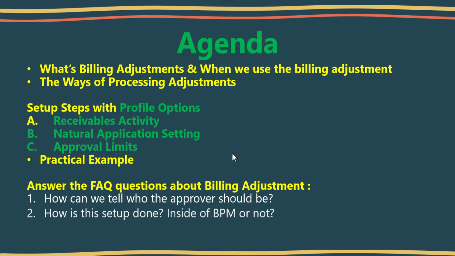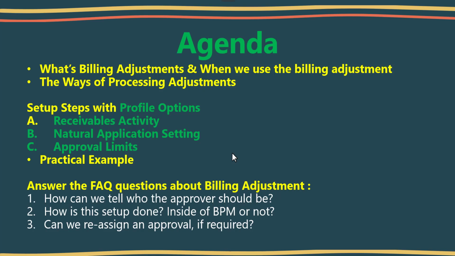The second one, is this setup done inside of BPM or not? BPM, Business Process Management, is for approval cycles, like the full approval cycle for AP invoices, GL journals. You can do it through the BPM module. But here, no, it is not BPM. This is through the approval limit.